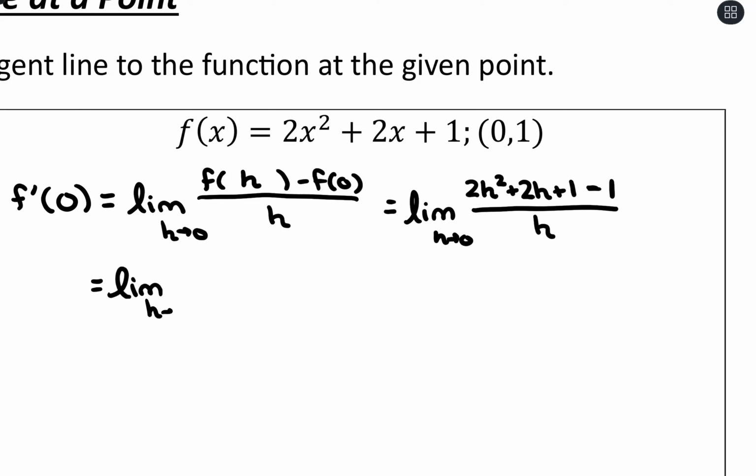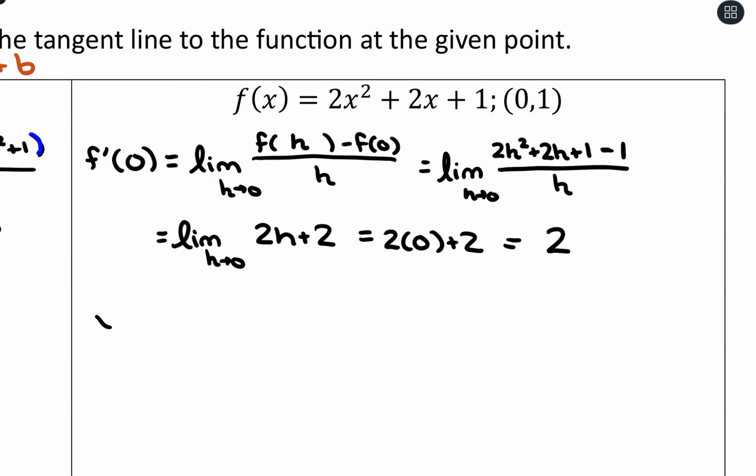So the constants should cancel out to a 0, then we can divide out an h, which would leave us with 2h plus 2. Plug in h equals 0, and we'll end up with a positive 2. So we're getting y equals 2x plus b, and actually they're giving us our y-intercept as a positive 1, so we know that b is a plus 1. So we're getting 2x plus 1 out for our equation of the tangent line at 0, 1.